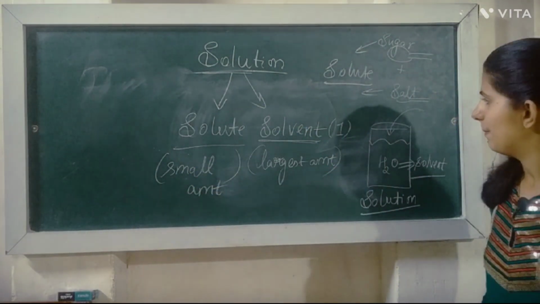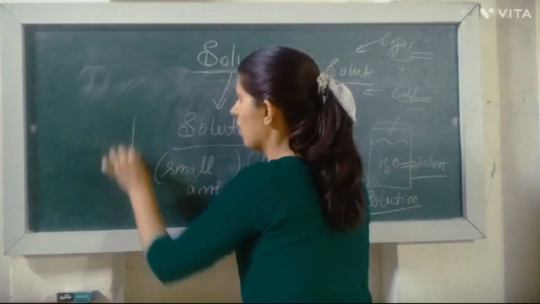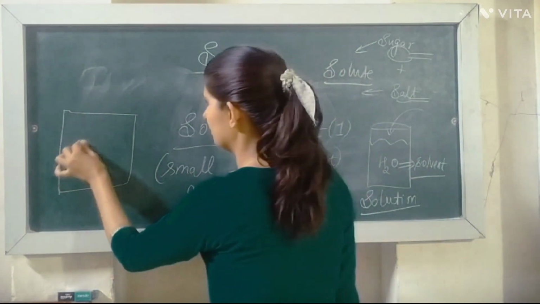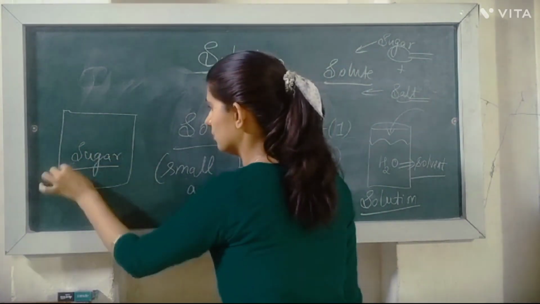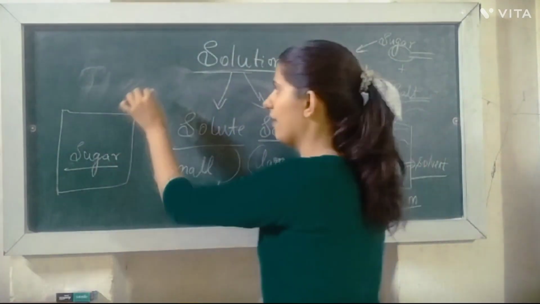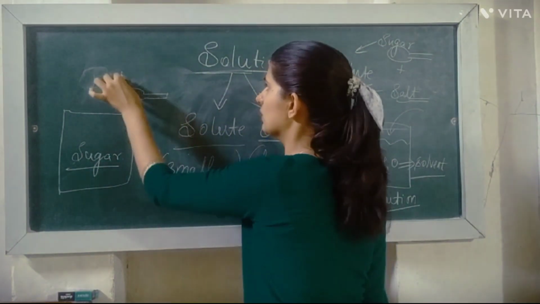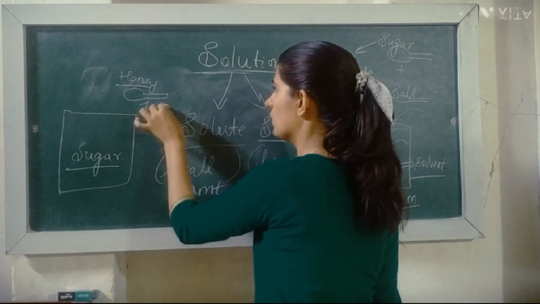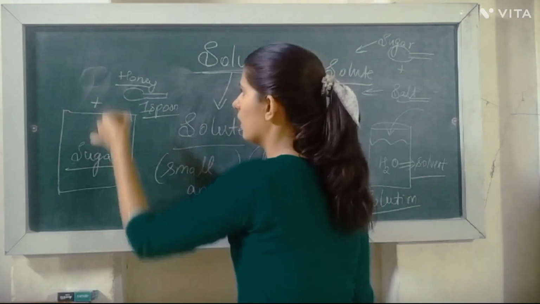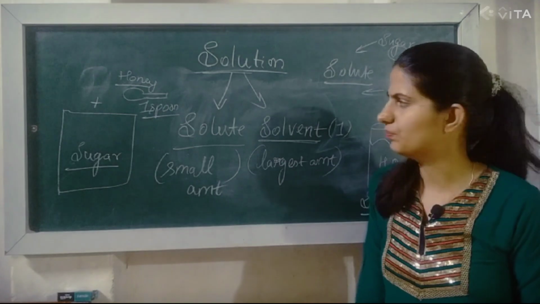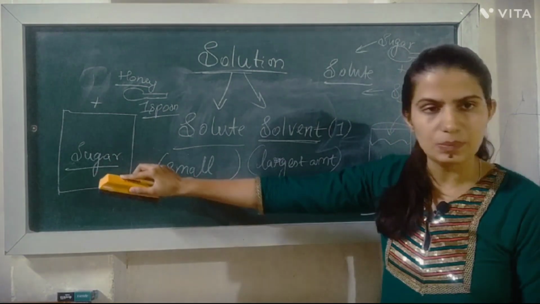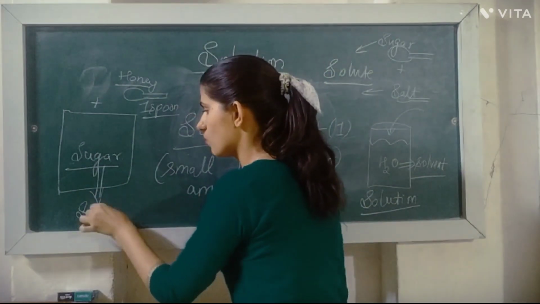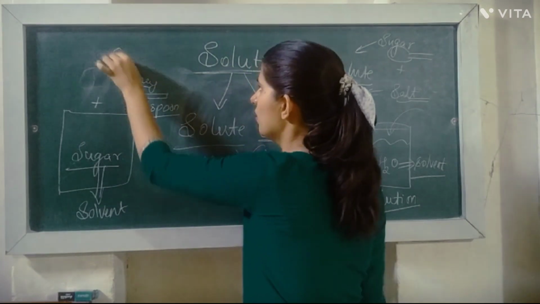Then I will take another example. I have a packet of sugar. To this sugar, I have added 1 spoon of honey. Only 1 spoon, okay? Now, which is solute and which is solvent here? Sugar is present in the largest amount. So I will consider this as a solvent and honey as a solute.